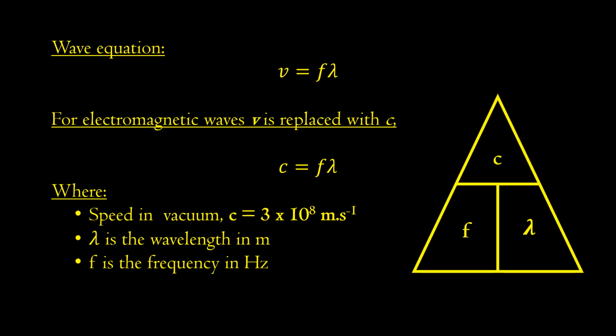We can use this triangle to remember this formula, whereby we know that c equals f multiplied by lambda. This also means that f equals c divided by lambda, whereas lambda equals c divided by f.